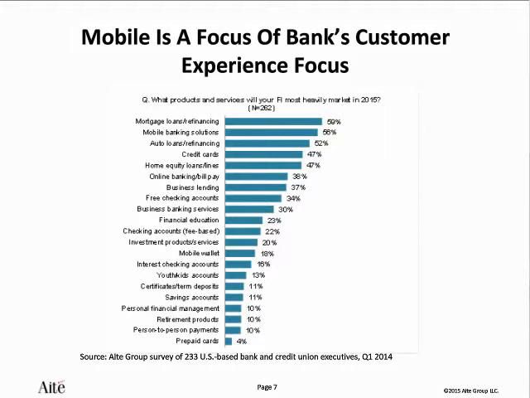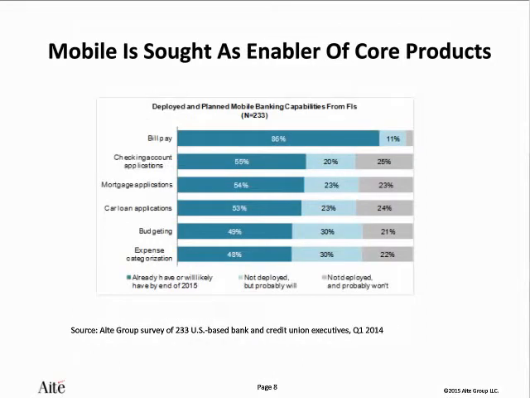When it comes to what they want to do with mobile, they are focusing on their most core consumer products: bill pay, checking account applications, mortgage applications, and car loan originations. So really, the technology that we're talking about today, using the camera on the consumer's mobile phone to pre-fill lots of data to complete sales and onboarding, is top of mind for just about every bank out there.